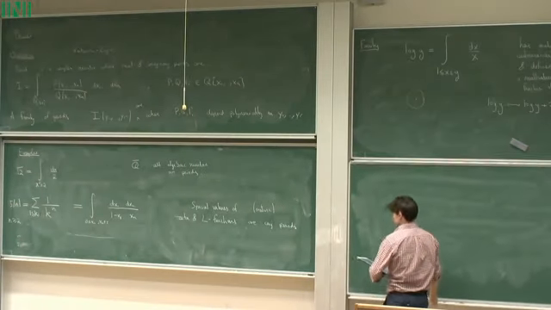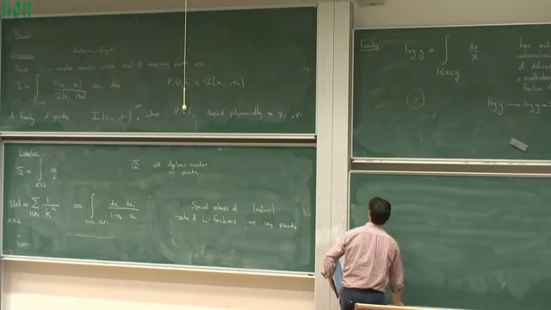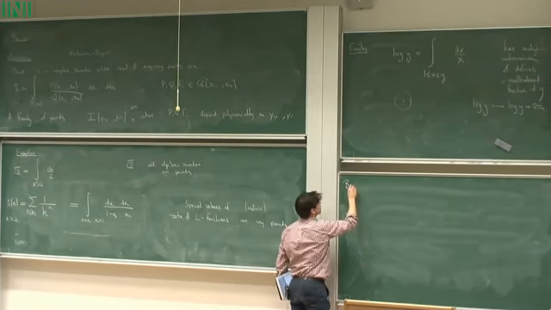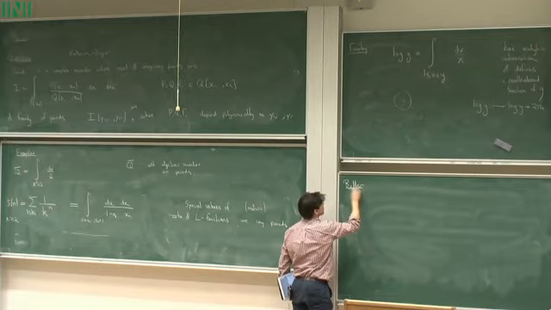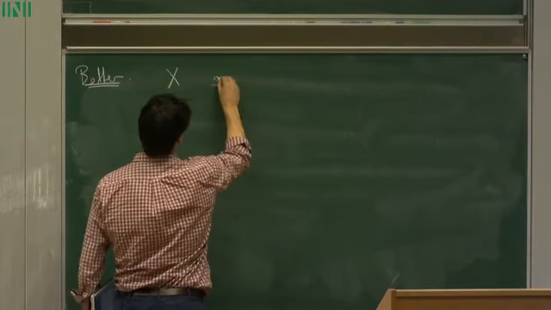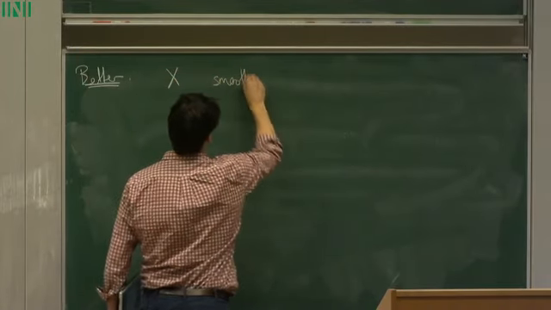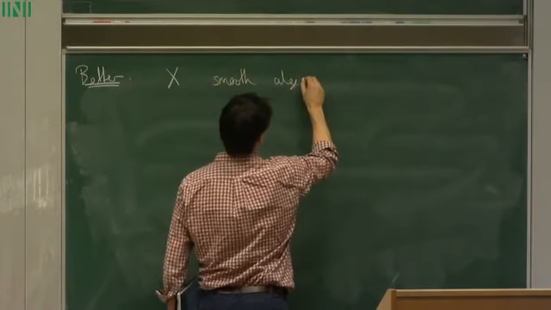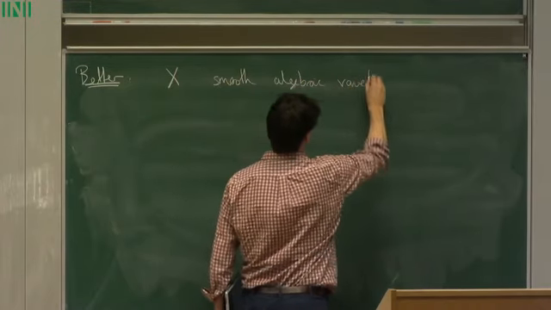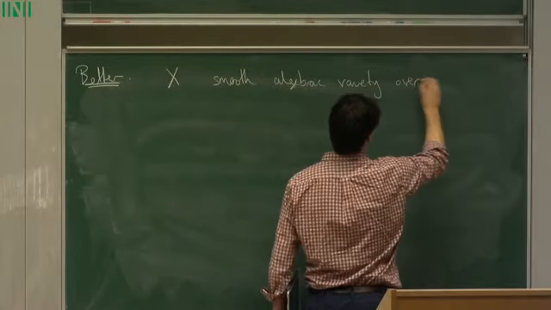So here's a definition that's better suited to most purposes. Now let's take X, a smooth algebraic variety over Q.